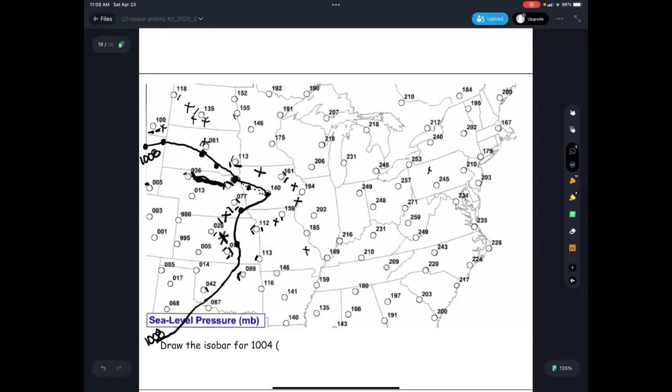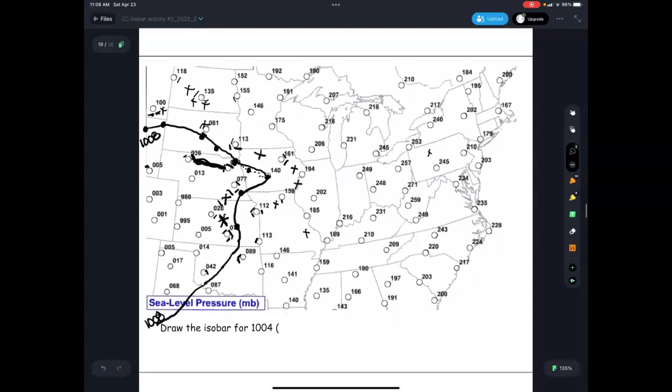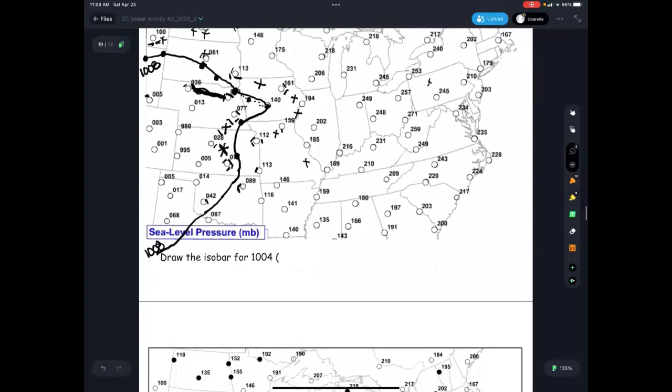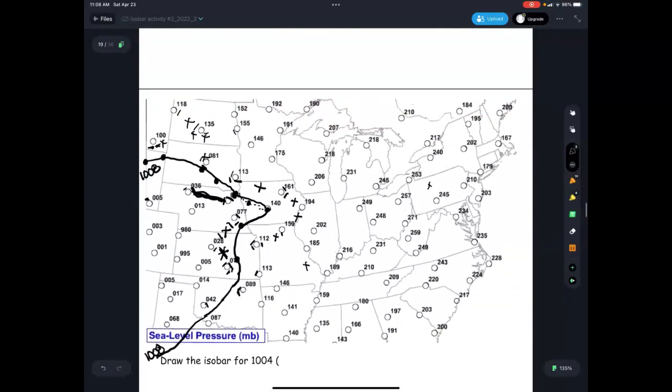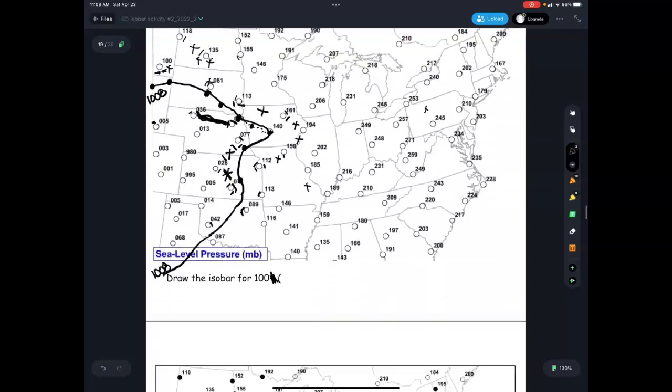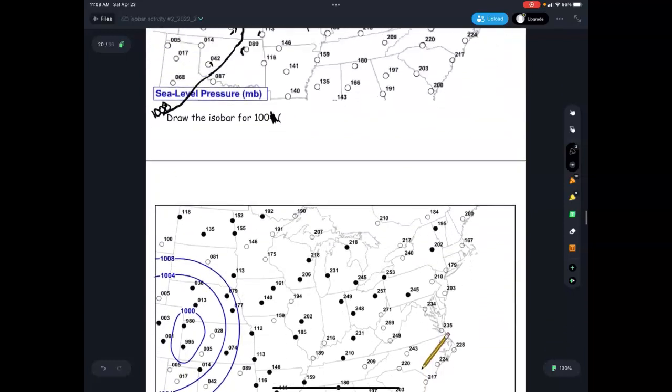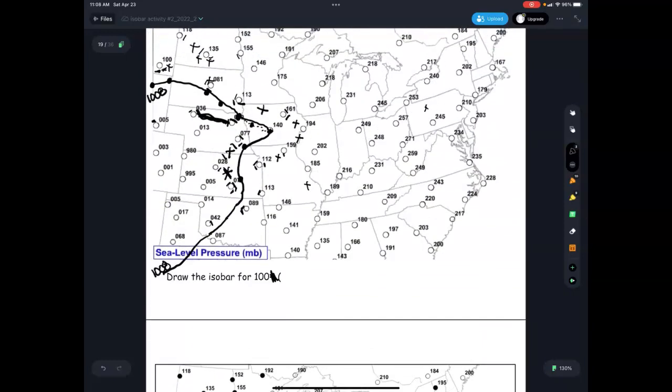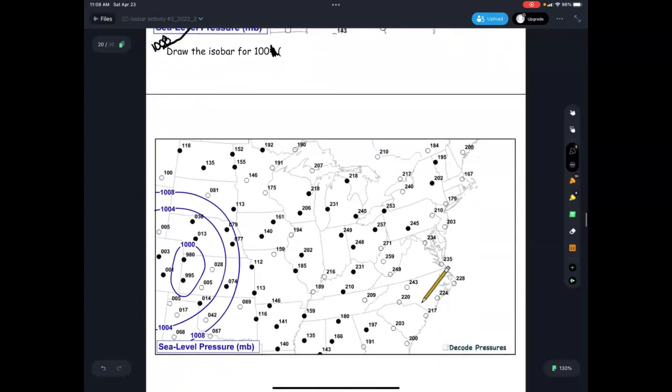Okay? That's 1008. I guess I should change this. Okay, so we're not a computer. We're estimating with our eyeballs. So when the computer drew it, of course, it's going to look prettier than ours.